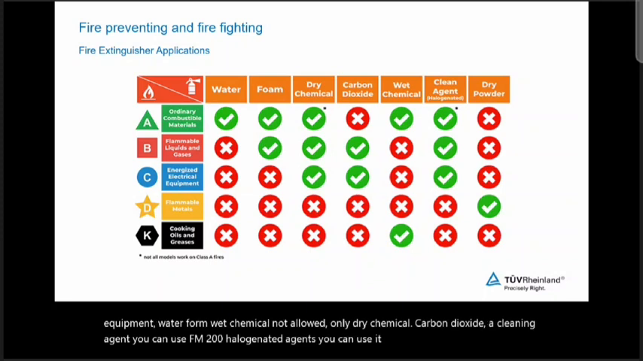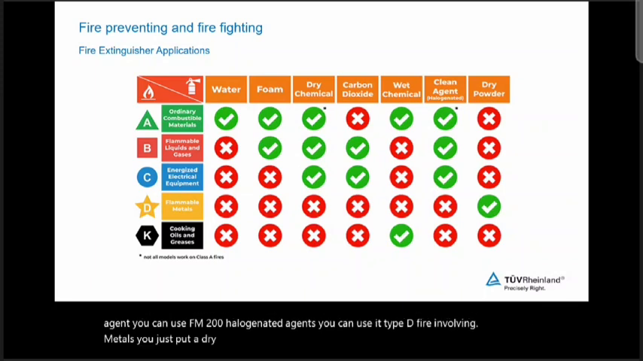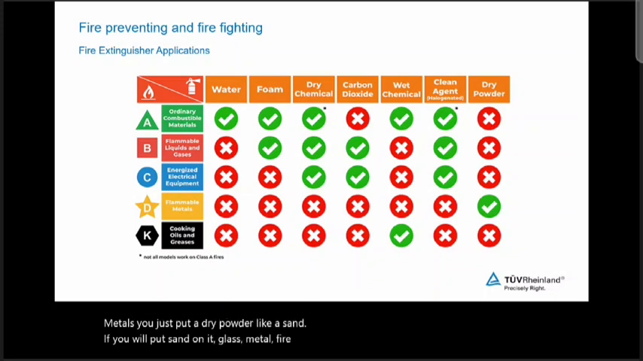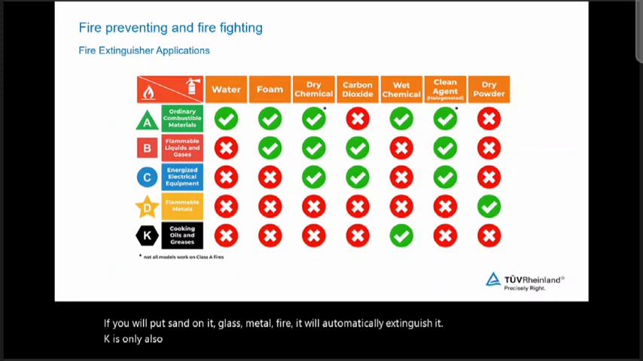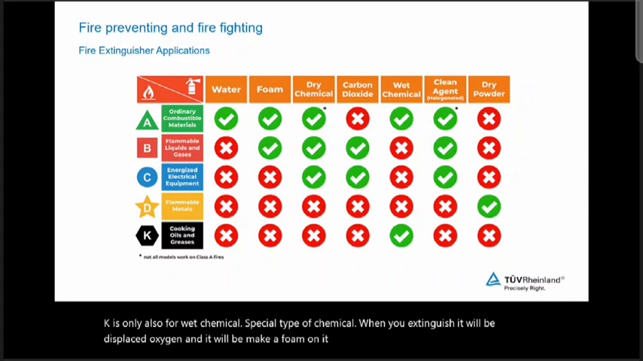Okay. Type D fire involves metals. You just put a dry powder like sand. If you put sand on a class D metal fire, it will automatically extinguish it. Class K is also only for wet chemical, a special type of chemical. When you extinguish it, it will displace the oxygen and make a foam on it, and the fire will go down. Clear?